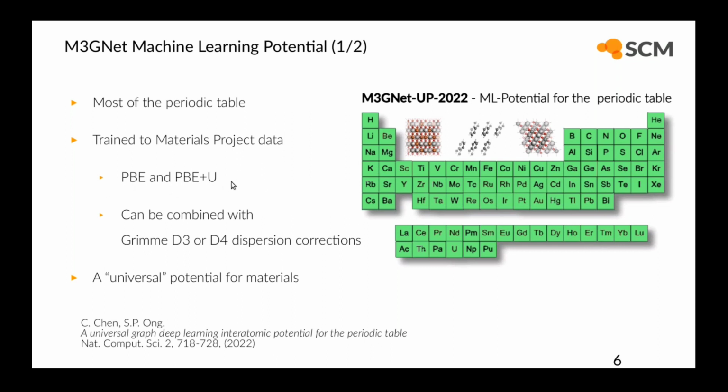So there's no dispersion built into it. If you need dispersion, like maybe you have a naphthalene crystal like we do in one of the tutorials, then you can add Grimme D3 or D4 dispersion corrections to that. And so it's a kind of universal potential for materials.